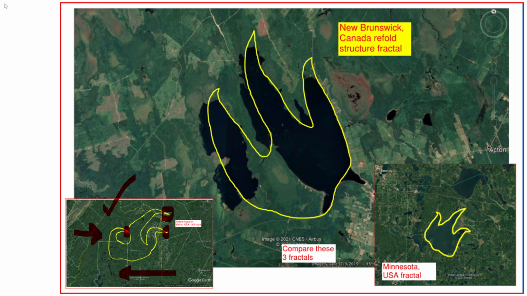The main featured one is New Brunswick, Canada. Looks like a dinosaur footprint. There's actually other phases here. I just drew in the most clear one. And then the one on the right is Minnesota, USA. So they're here for comparison.